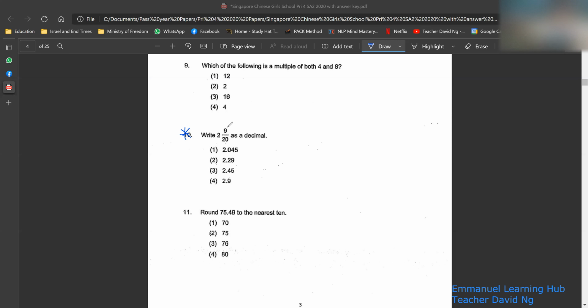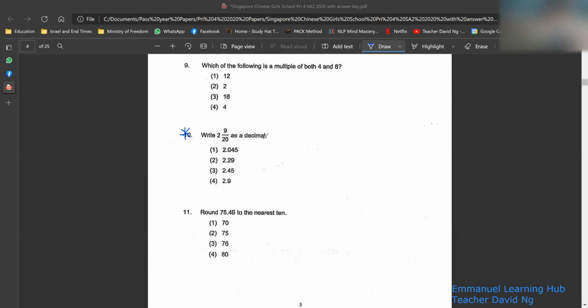Okay, 9 over 20, right? Obviously, it's a fraction. Two and 9 over 20. Obviously, your decimal is going to be 2 point something, something, something. The one you know, right? Now the question is 2 point what? Anyway, your answer is all 2 point something. The question is you don't know 2 point what. So how to know what is 2 point what?